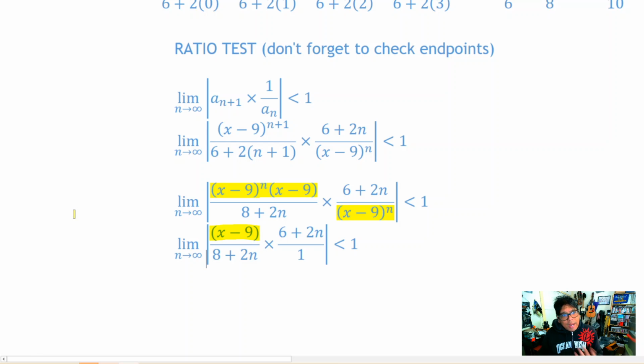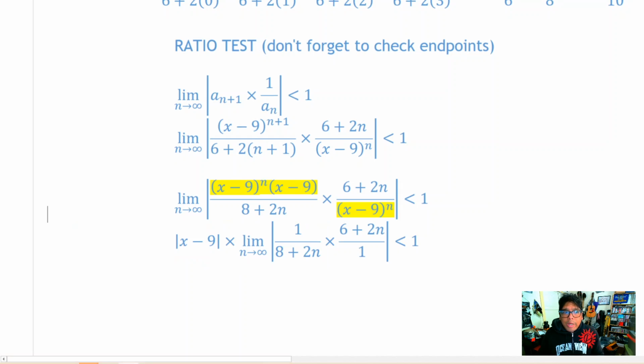And then this (x minus 9) piece, that doesn't have any more n involved with it. So actually it doesn't need to be in the limit anymore. So we're going to take it out of the limit, but we're going to make sure that it stays in absolute values because you can't really get rid of that. And then now inside the limit we can simplify.